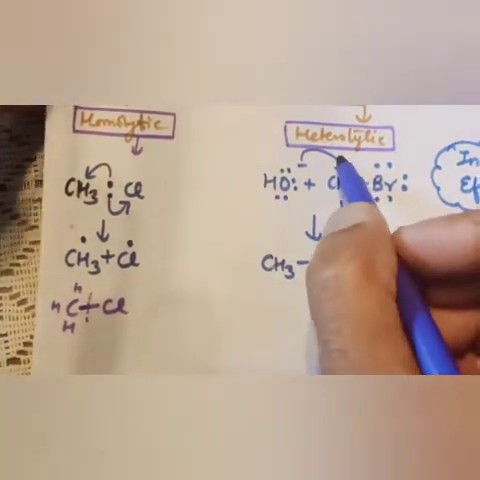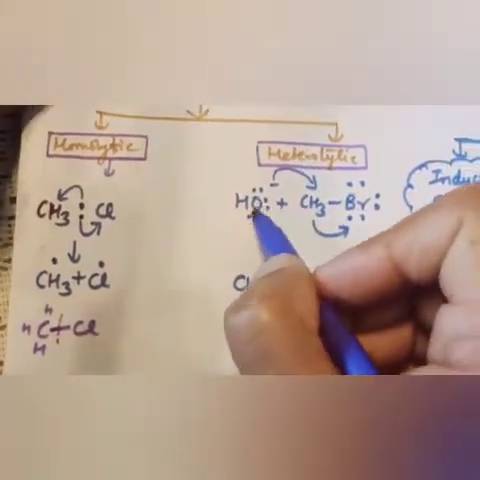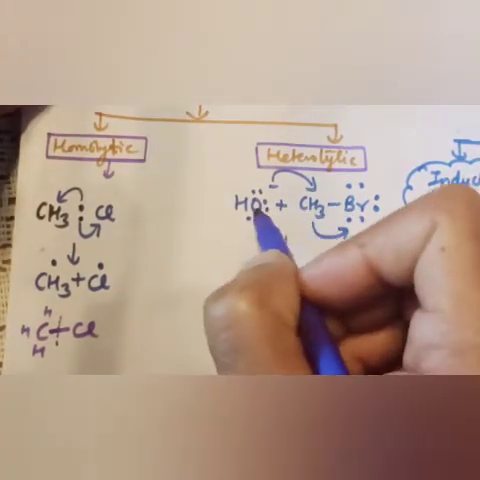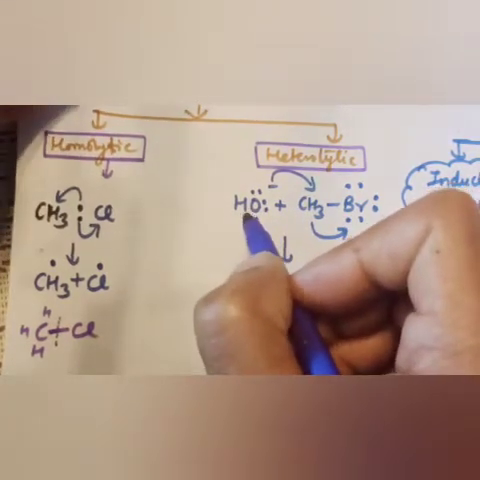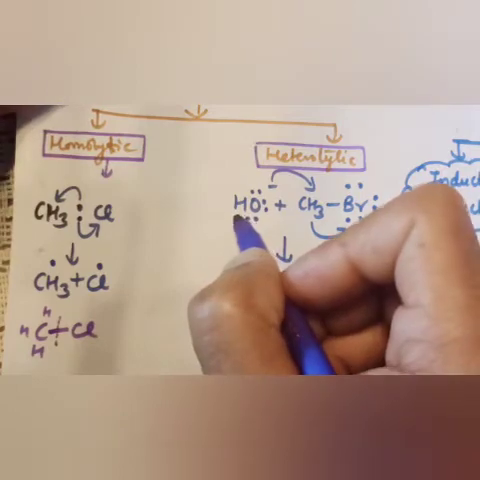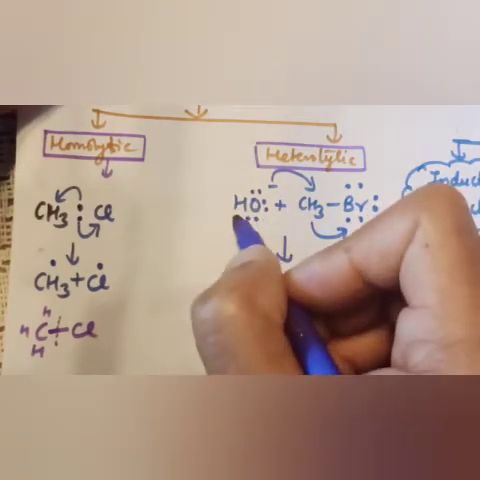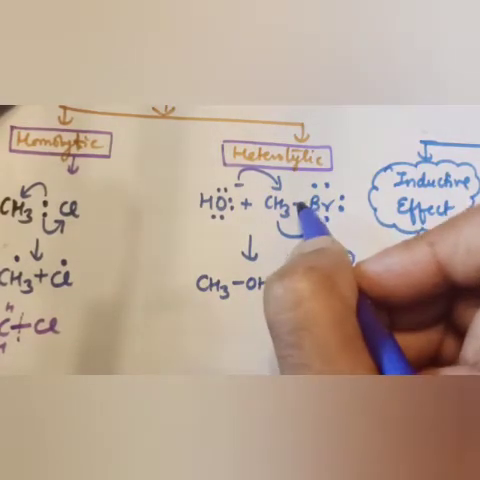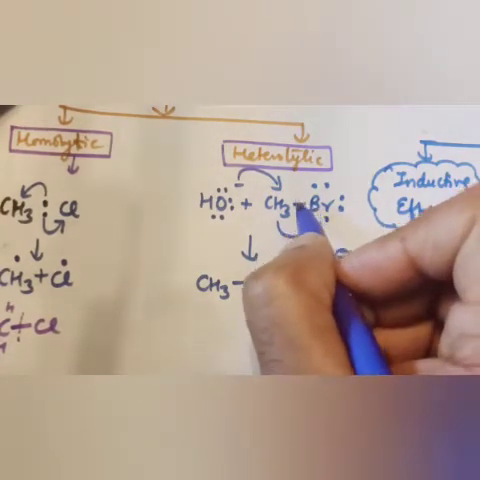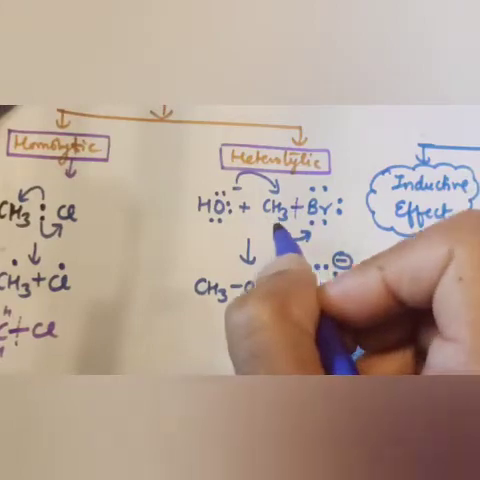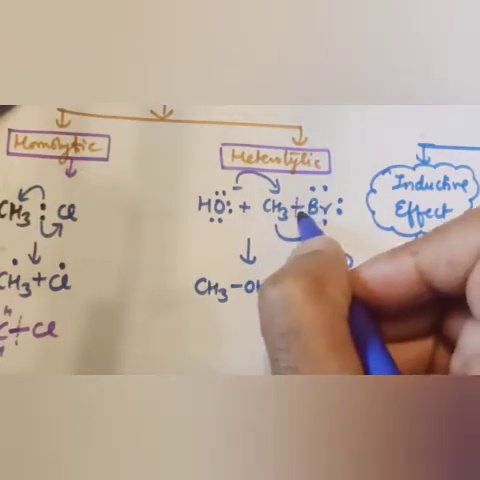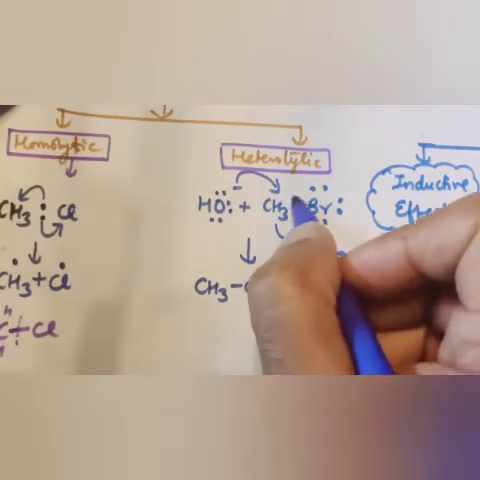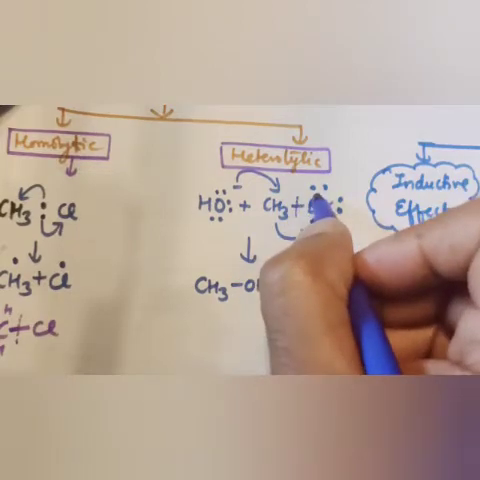Whereas in heterolytic, what is happening? Suppose CH3Br, and a hydroxide ion, a nucleophilic ion, an electron-rich substance, attacks the carbon. Then what will happen? Obviously the bond will start breaking from here again. When the bond starts breaking from here, both electrons will be taken by bromine. Why will both electrons be taken by bromine?